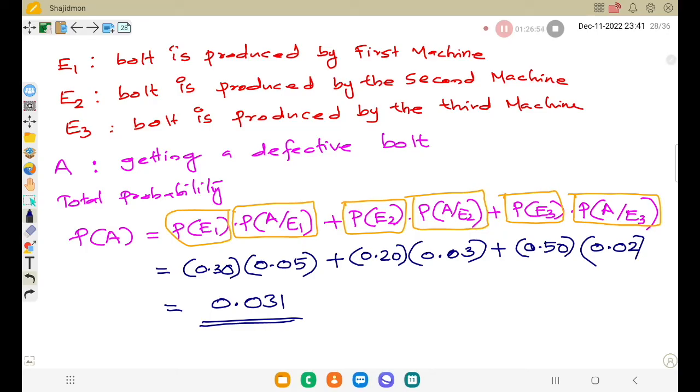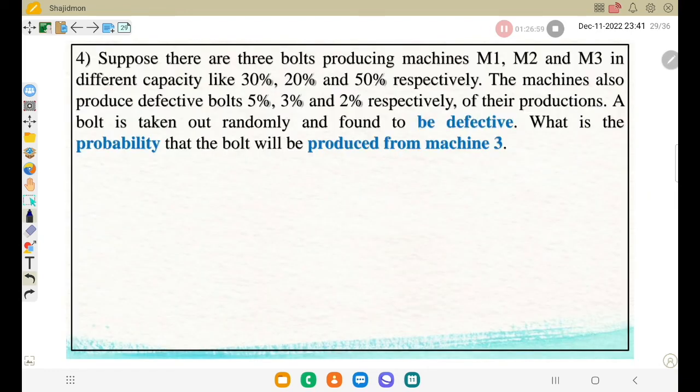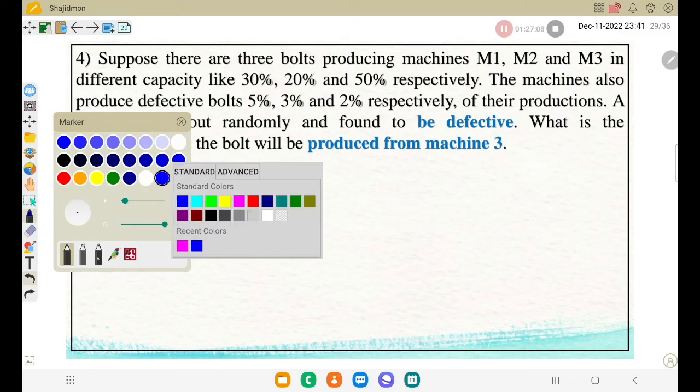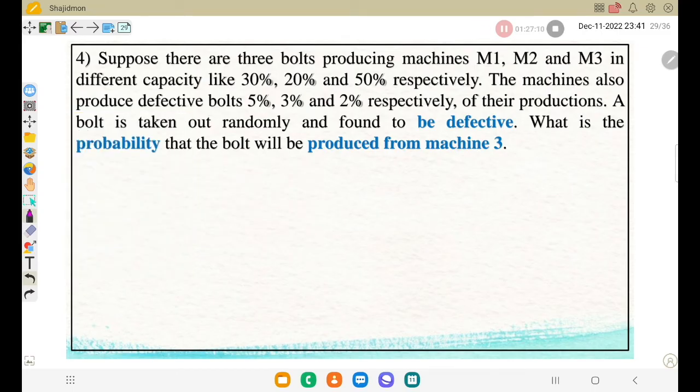So the first 3 questions we did in the exercise were related to total probability. Now we are going to do the questions from Bayes theorem. Once you understood total probability, Bayes theorem questions will be easy.